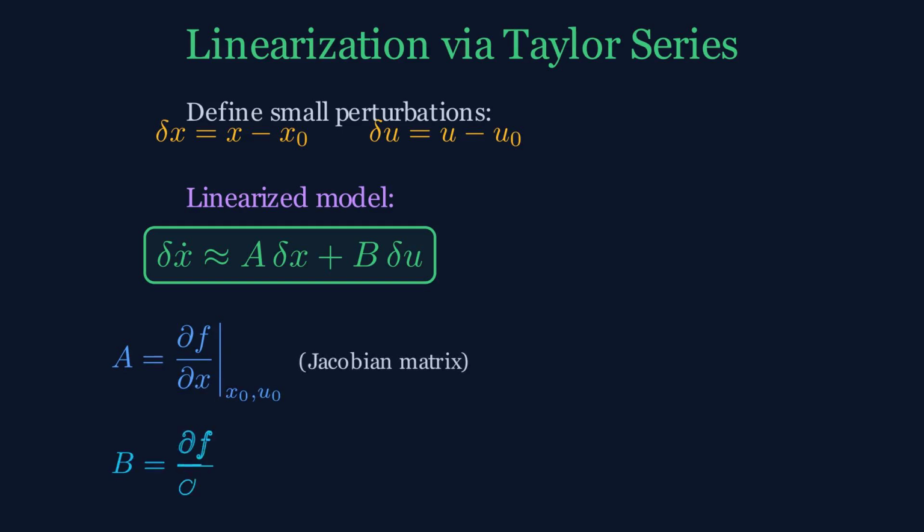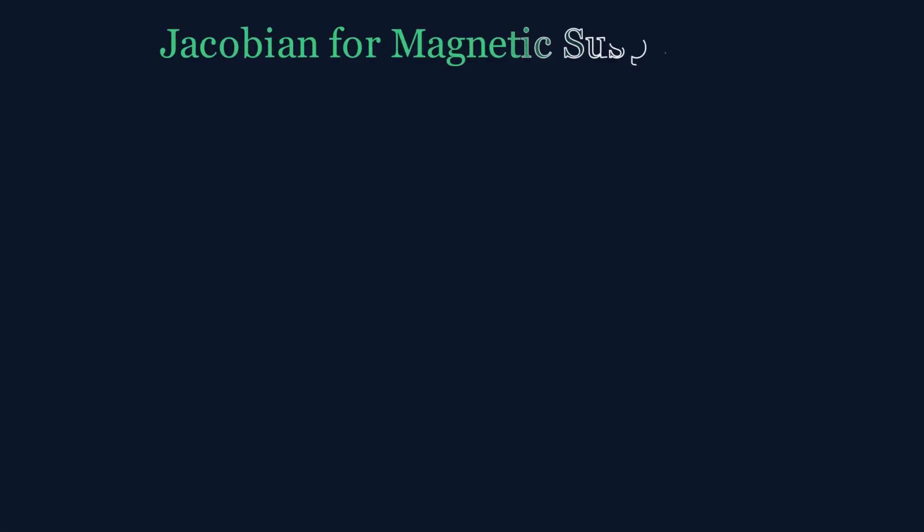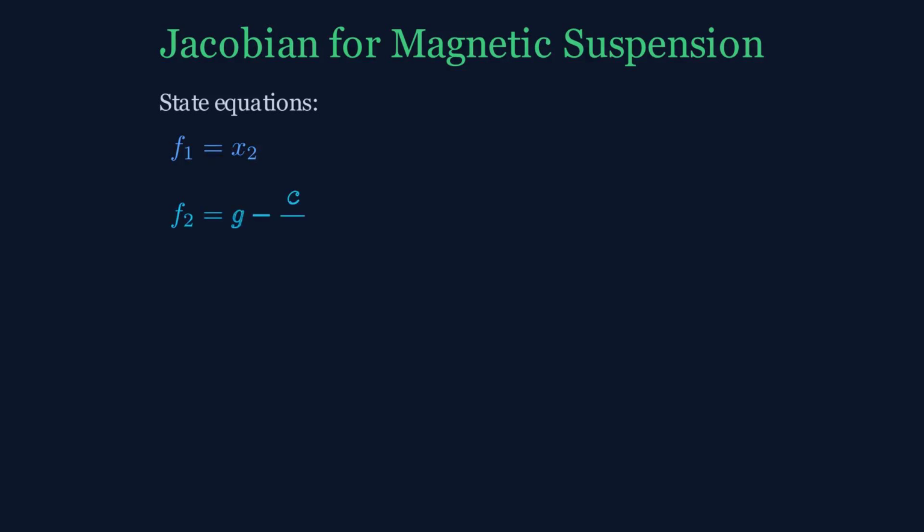The matrix A is the Jacobian of f with respect to x evaluated at the equilibrium point. Similarly, B is the Jacobian of f with respect to u at equilibrium. Let us compute the Jacobian matrices for the magnetic suspension. The state equations are f1 equals x2, f2 equals g minus c over m times x3 squared over x1 squared, and f3 equals 1 over L times u minus r x3.